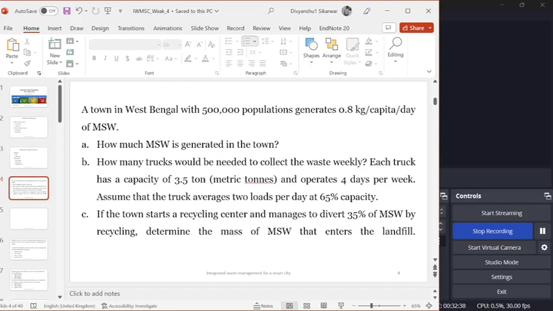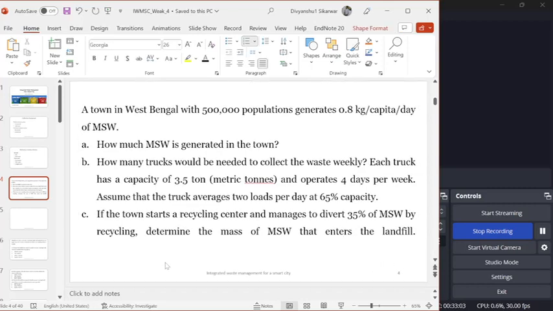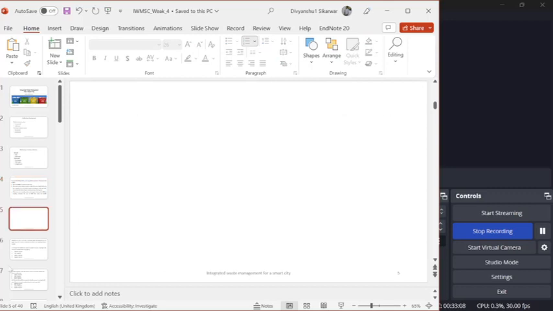So just multiply 65%, which is 0.65, into the waste generated in one day, which is around 4 lakh kg. So 4 lakh into 0.65 will give us an amount of 2.6 lakh kgs. That will be the amount going to landfill after 35% of MSW is recycled per day. This is the answer for this question. Moving on to the next question.